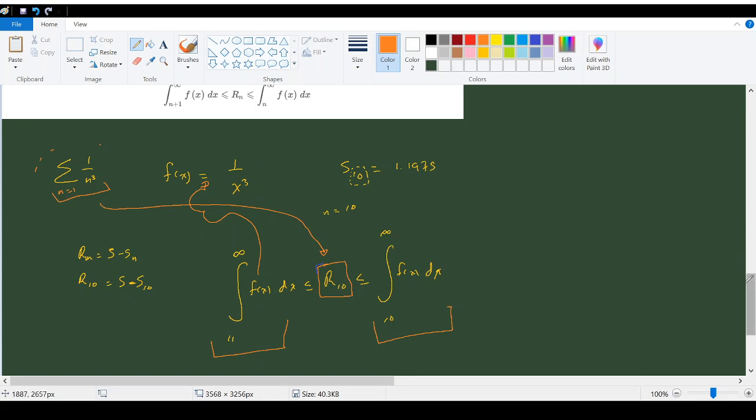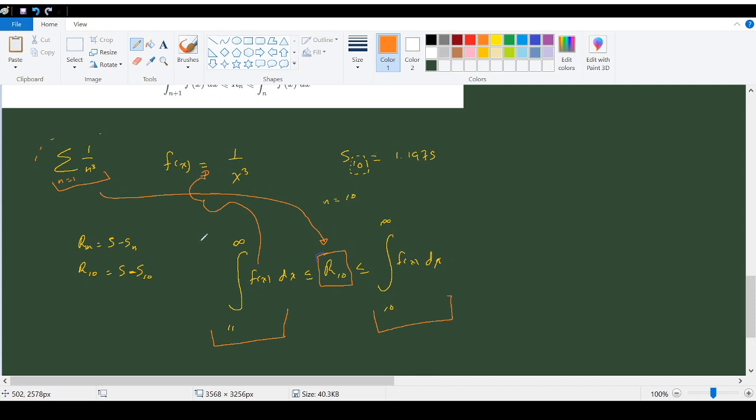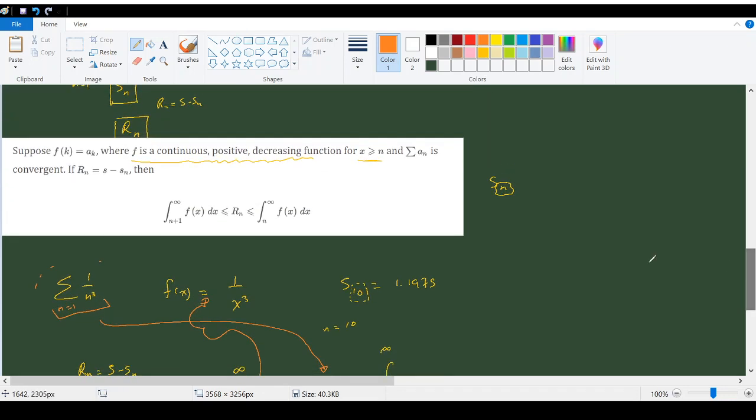Here also we are not discussing any proofs. I did not mention why this inequality holds true. We just take it for granted because the proofs of these inequalities are very, very complicated, so we directly use these theorems without any proofs.